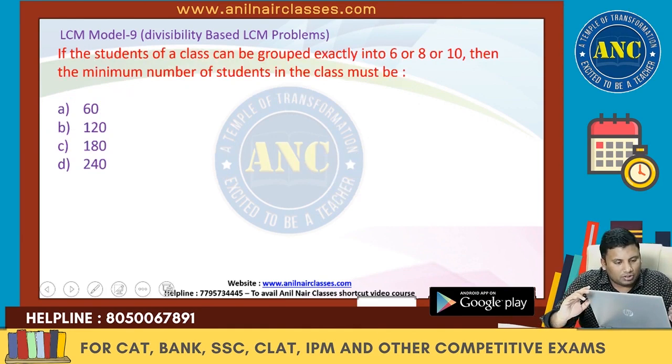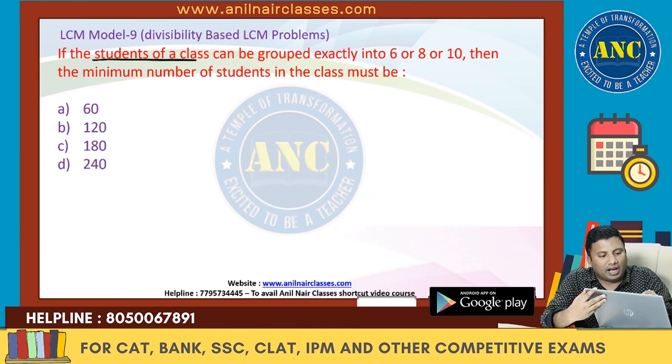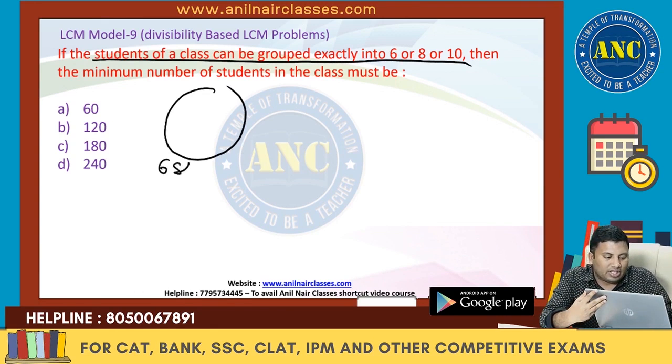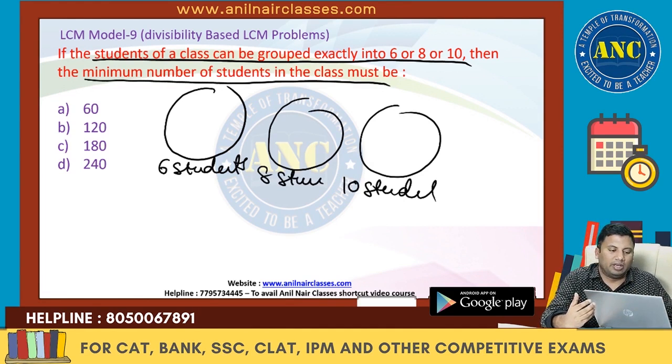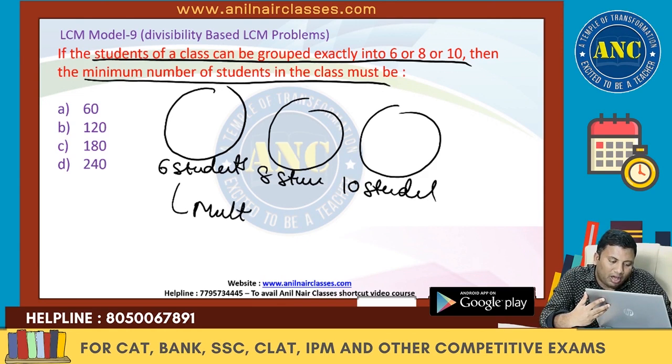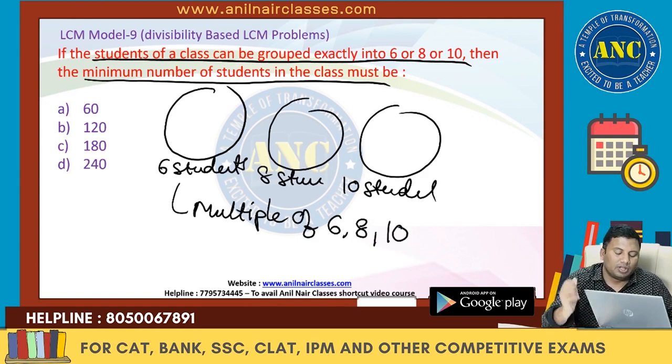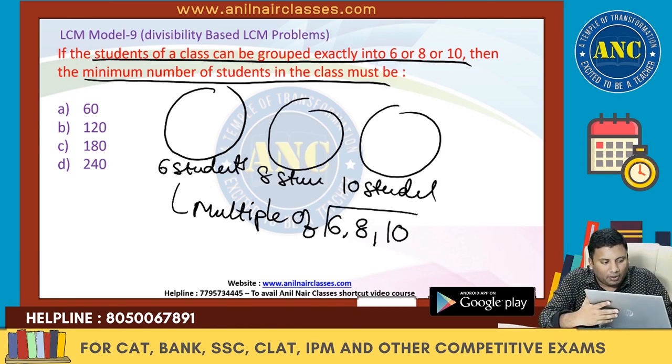Third question. If the students of a class can be grouped exactly into groups, there can be 6 students in a group, 8 students in a group, or 10 students in a group. What is the minimum number of students in the class? The minimum number is nothing but a multiple of 6, 8 and 10. 60 is not a multiple of 8.